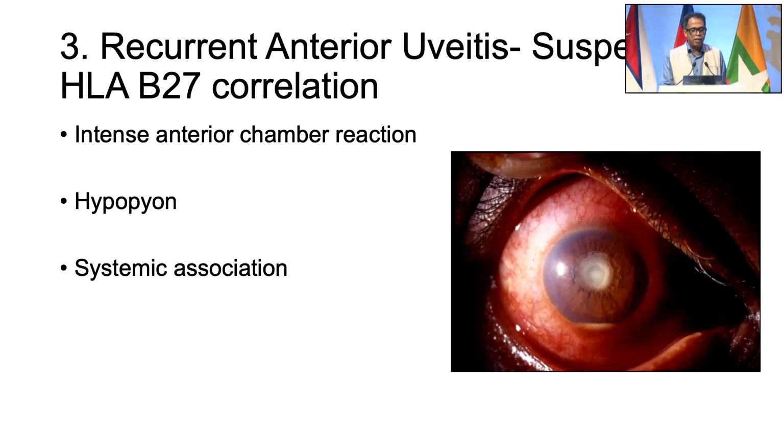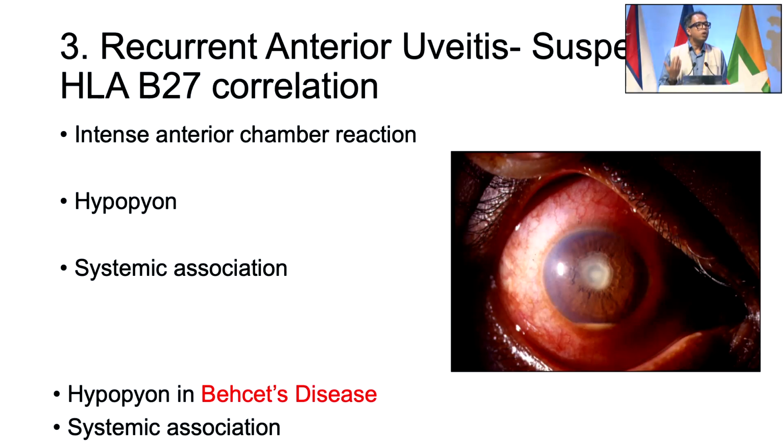These signs will give you an idea that you are dealing with a case of viral anterior uveitis. Now, if you are getting a case of recurrent hyperacute or acute anterior uveitis, you need to suspect the HLA-B27 correlation. HLA-B27 associated uveitis keeps on alternating between the eyes. They will have intense anterior chamber reaction, present with hypopyon, and may have systemic associations like ankylosing spondylitis, psoriatic arthritis, and various other conditions.